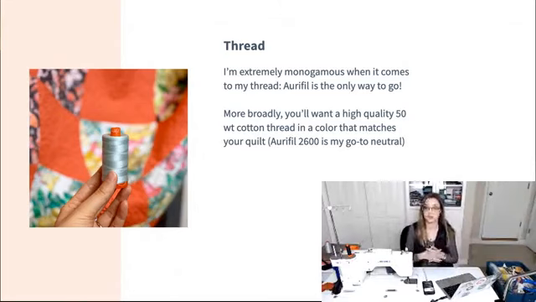You're not going to have a lot of issues with this thread. In fact, of all the threads I use, I find it to be the easiest to get my tension balanced, and I have the fewest breakages and things overall with it, even when things are going funky, right? I'm in love. I am in love.